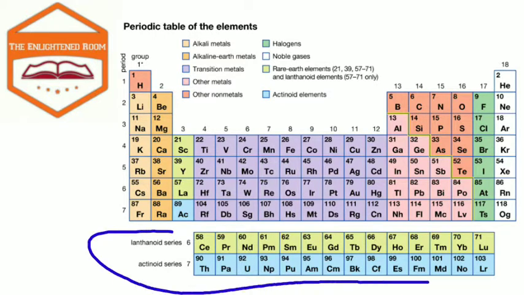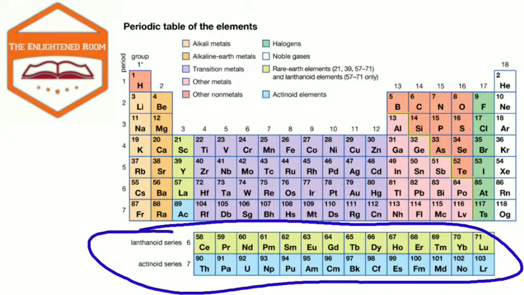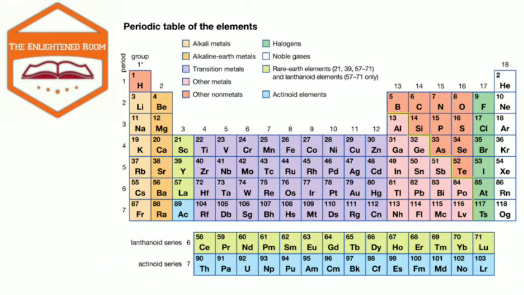Both lanthanides and actinides are collectively called inner transition elements because they form a series within the transition series. There are in all 28 inner transition elements in the periodic table. So viewers, this was all about the modern periodic table. In the next video, we are going to talk about its merits and demerits.